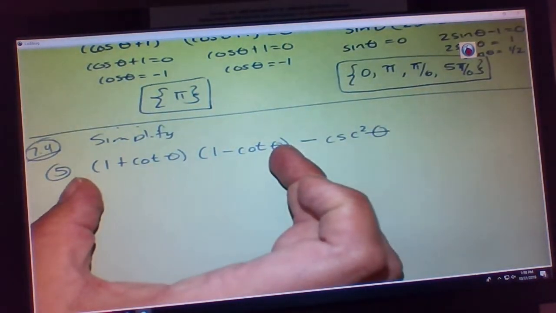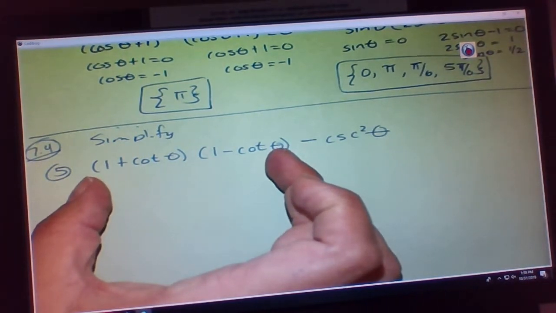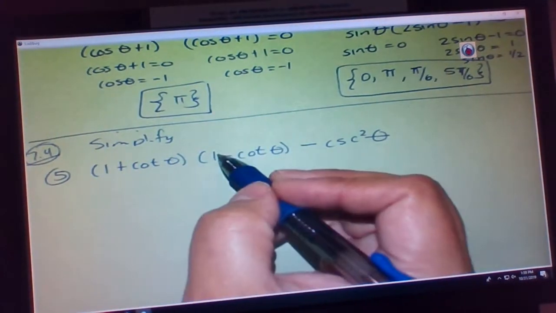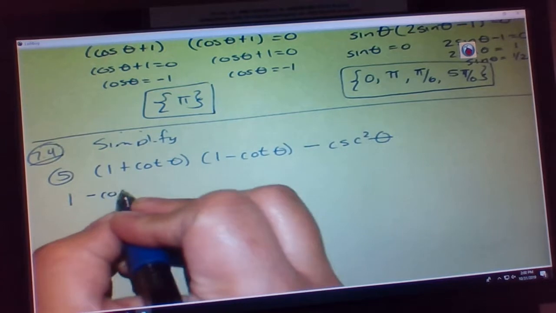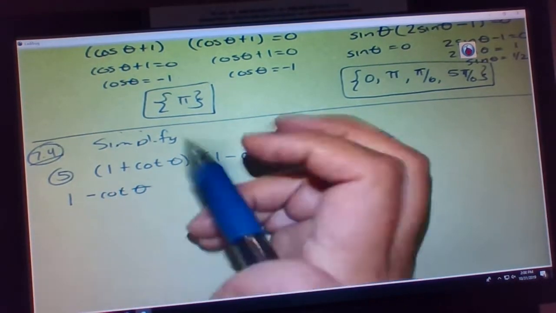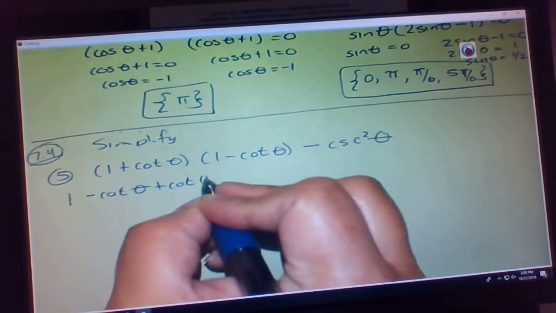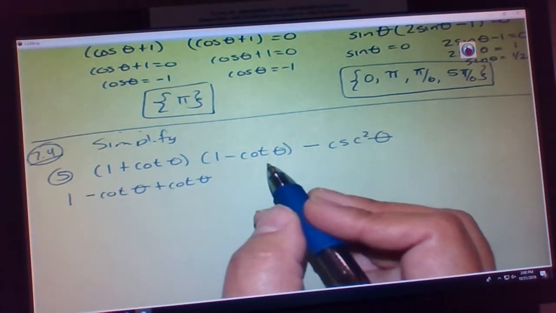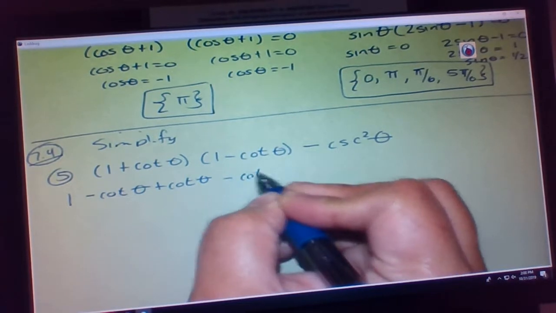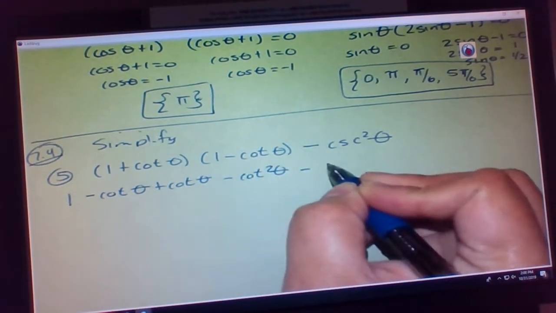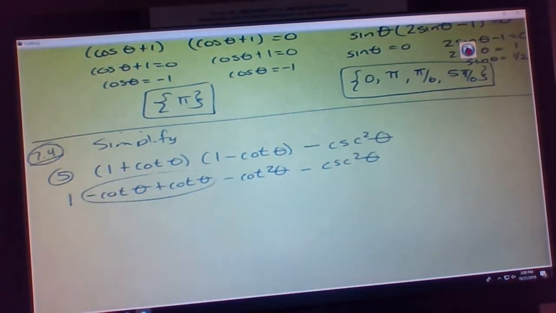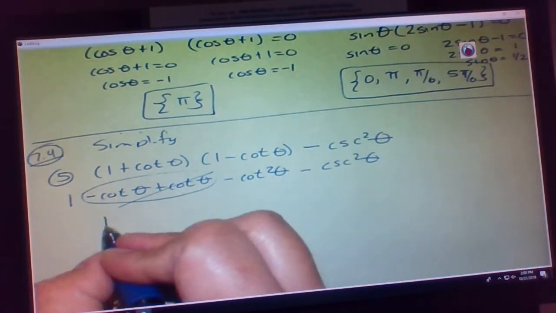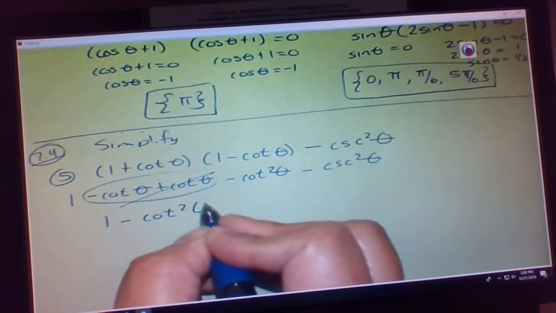Now, my question here is, can you do something here? We could FOIL. So if we FOIL, this becomes 1. 1 times a negative cotangent is a negative cotangent. Cotangent times 1 is a positive cotangent. And a cotangent times a negative cotangent becomes a negative cotangent squared, minus, I'm going to keep this as this right now. Now, what happens with these two little guys? They cancel. I have 1 minus cotangent squared.